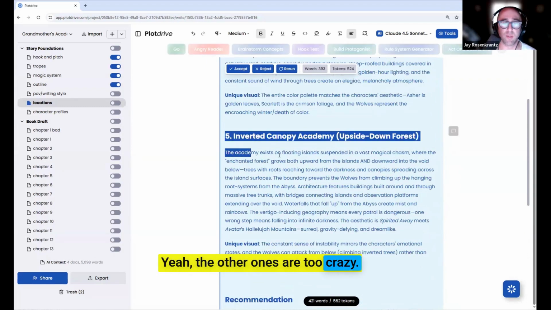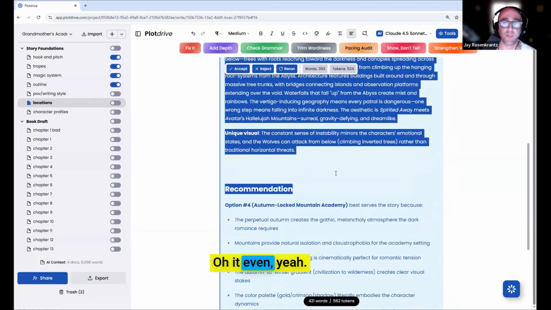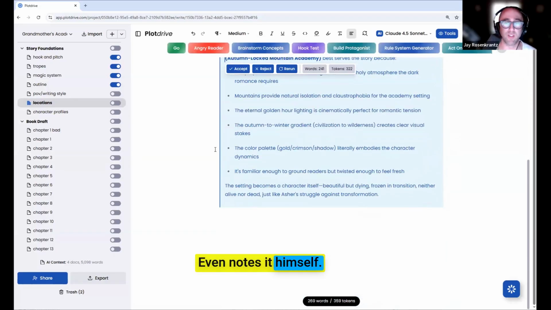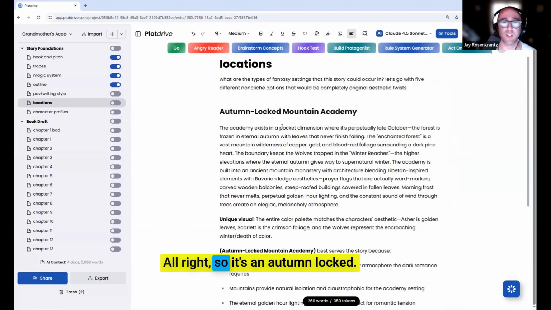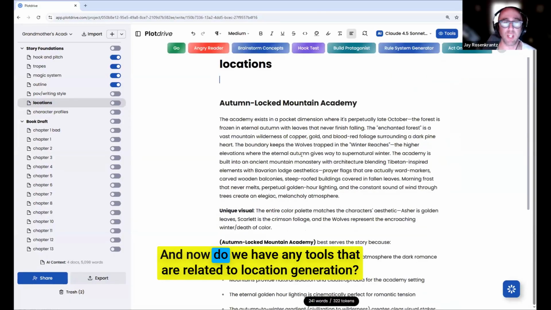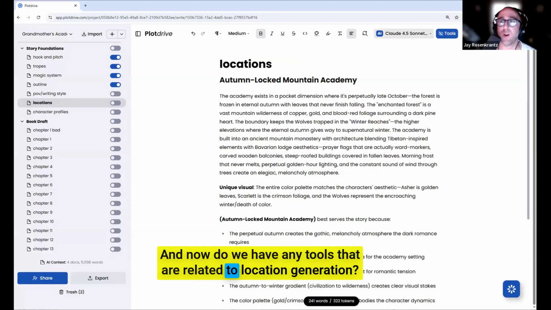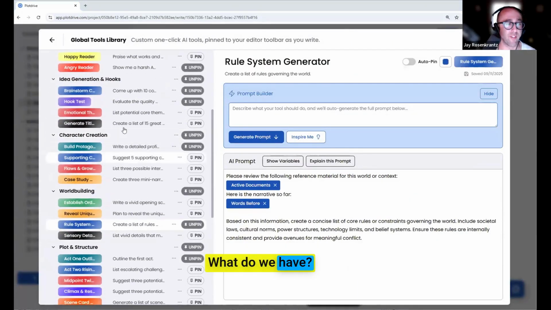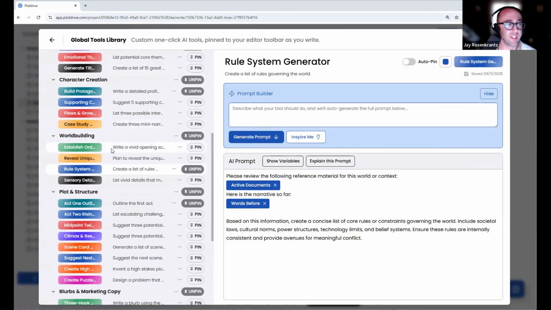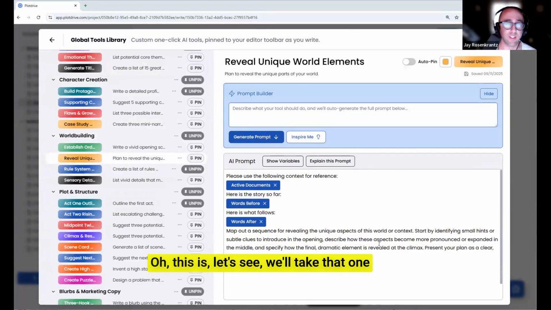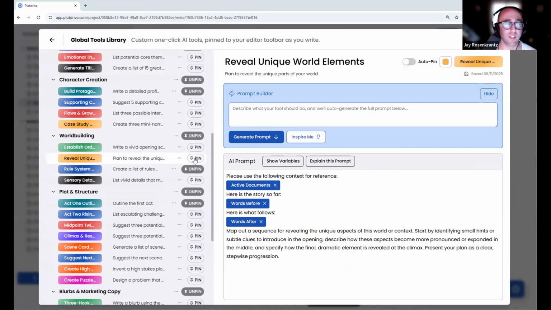Yeah, the other ones are too crazy, but the Autumn Locked one, oh yeah, it even notes it himself. All right, so it's an Autumn Locked Academy. Now, do we have any tools that are related to location generation? What do we have? What is this? Reveal unique world elements. Maybe I'll try that. Oh, let's see. I'll take that one.